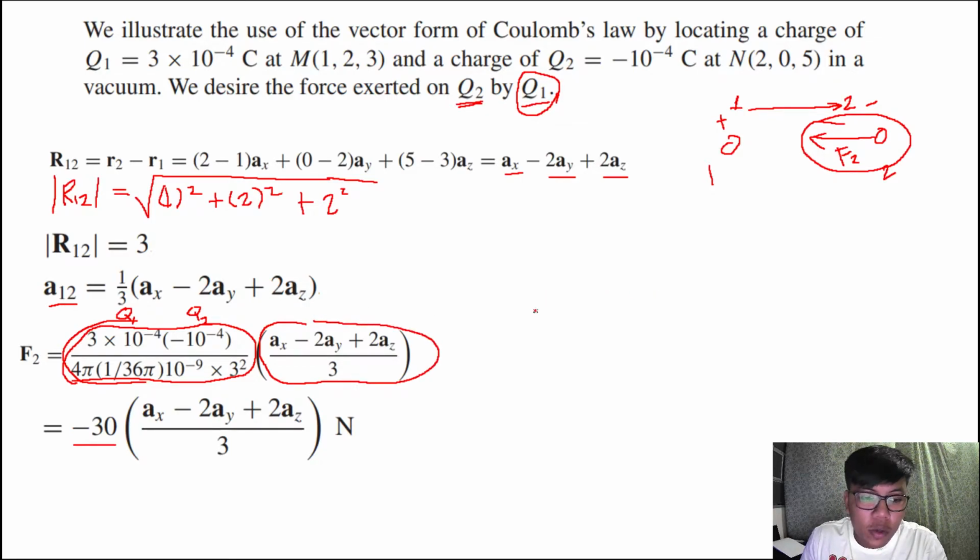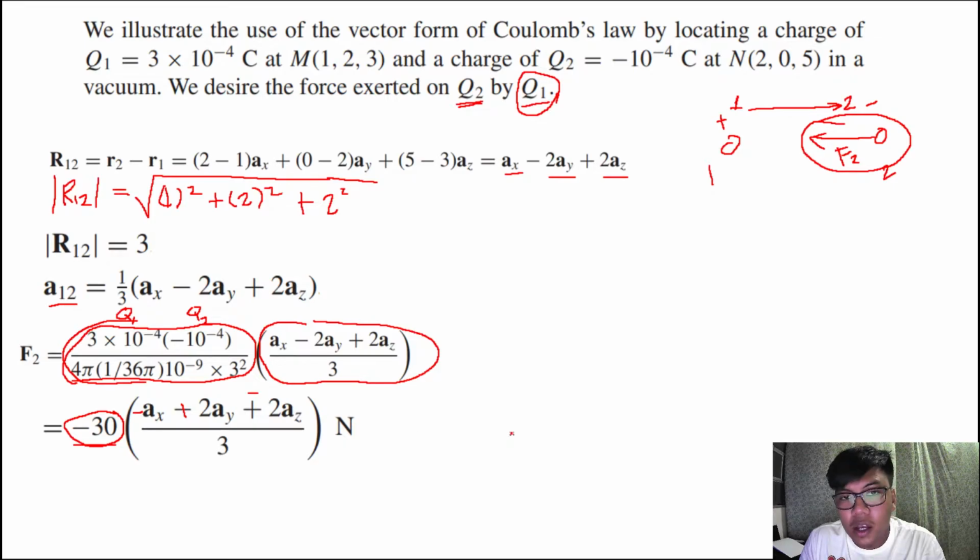Okay, so pansinin na, we have a negative magnitude, and we have the unit vector as is. So from point 1 to 2 yung direction nito. So, ano dapat nating maintindihan? What happens when we multiply the negative magnitude with the unit vector? Okay, so magpapalit ng sign, di ba? Magiging negative to, positive to, and ito negative.